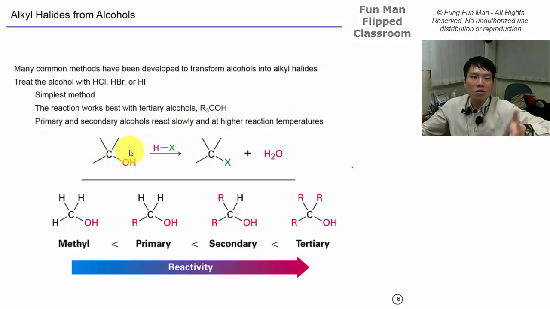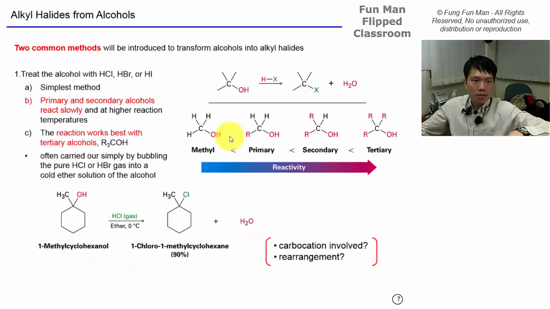So this is the reaction pathway. You can see alcohol, you put HX to it, you replace the OH with the X, byproduct H2O. Very clean, very green. And we know that the reactivity is best for tertiary. So how do we do it in the lab?